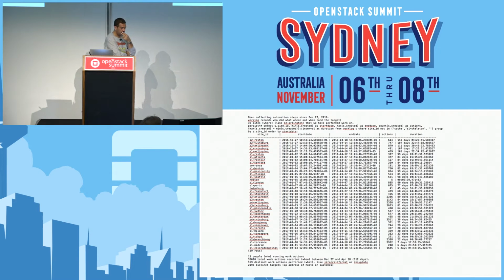So here's a simple listing of every single site as of the date when we made the slide. When the actual site was built, what's the location, and so on and so forth. Completely queryable. Okay?